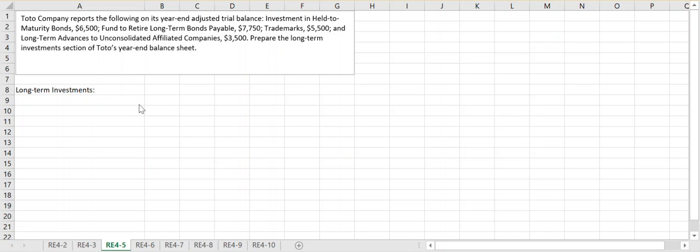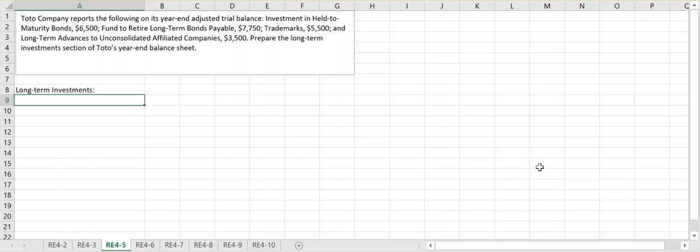We have investments in held-to-maturity bonds. We have funds to retire long-term bonds payable, trademarks, and long-term investments to unconsolidated affiliated companies. So again, we're going to prepare the long-term investment section of our year-end balance sheet.